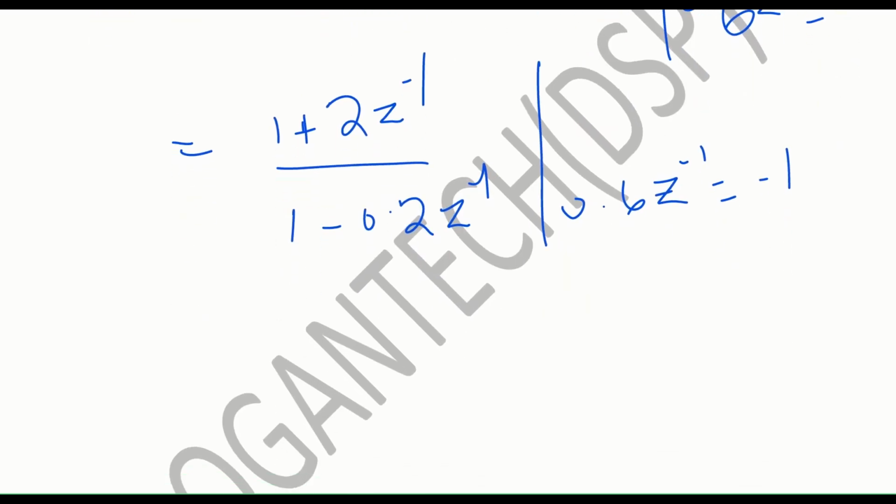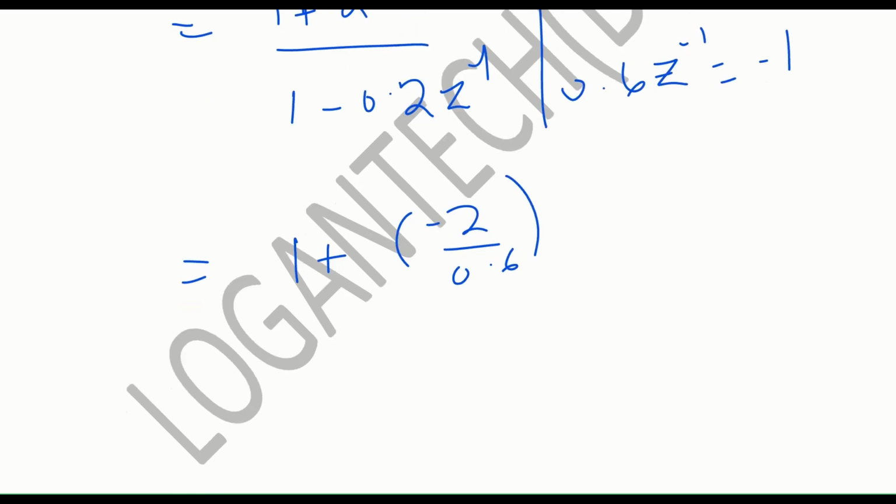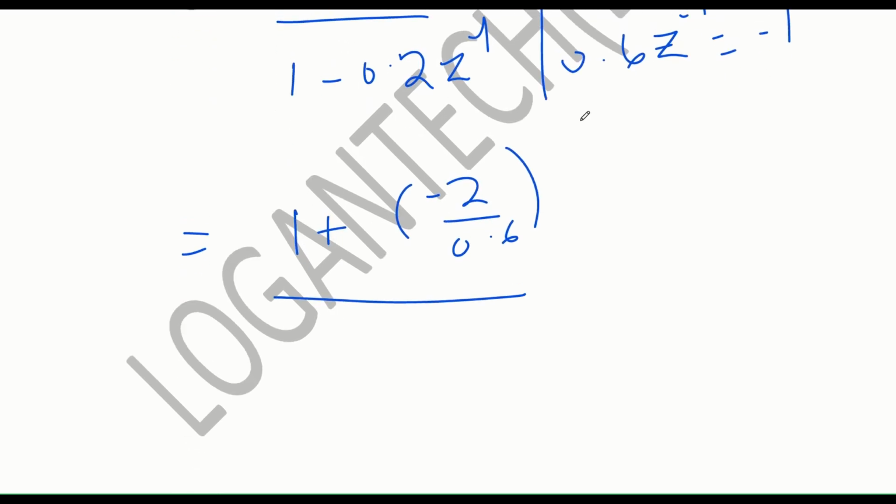All right, so we have to go to the next step, and the next step is we have to substitute this. So if you have 2z minus 1, but we know that 0.6z minus 1 is equal to minus 1, that means that 1 plus 2z minus 1 will be equal to minus 2 over 0.6. And you can try doing the substitution yourself.